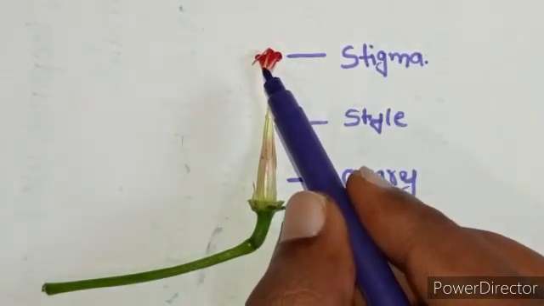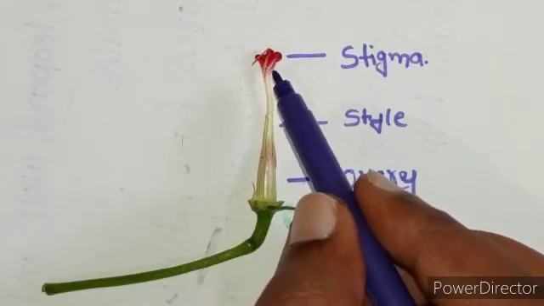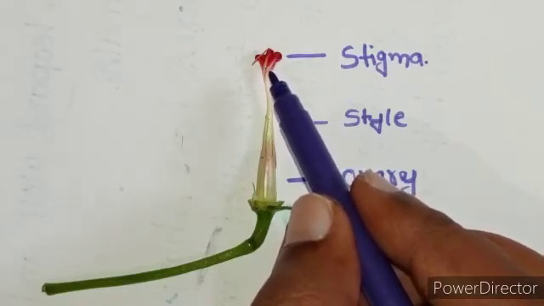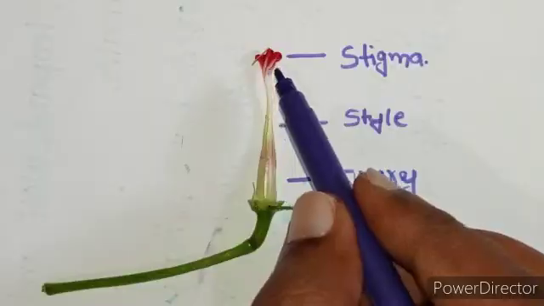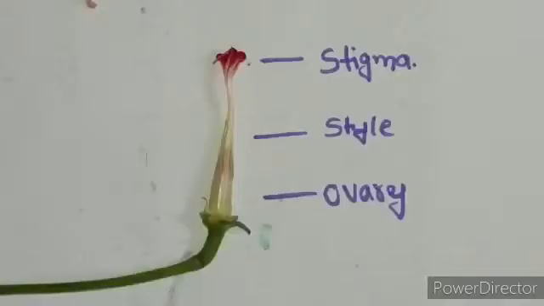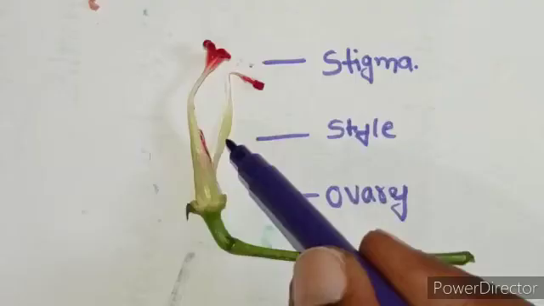The stigma is the terminal part of the pistil, and it is sticky, rough and hairy. Students, all of you see here, this is stigma. It is the terminal part of the pistil, and it is rough, sticky and hairy. The stigma is meant for receiving pollen grains during pollination.